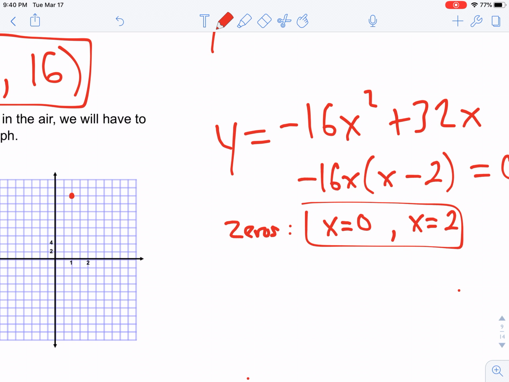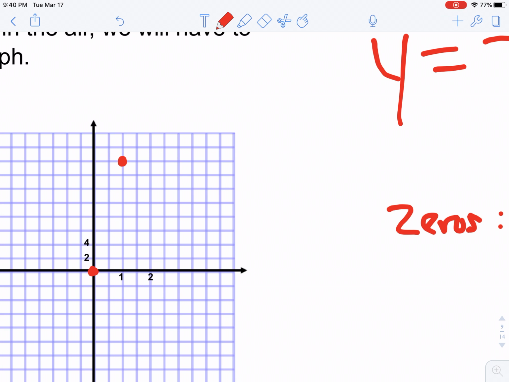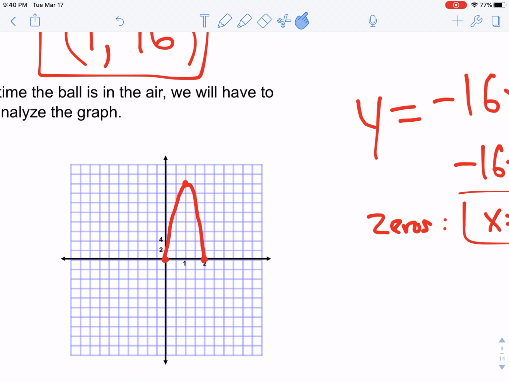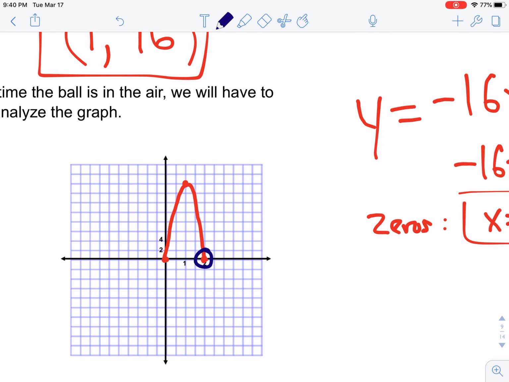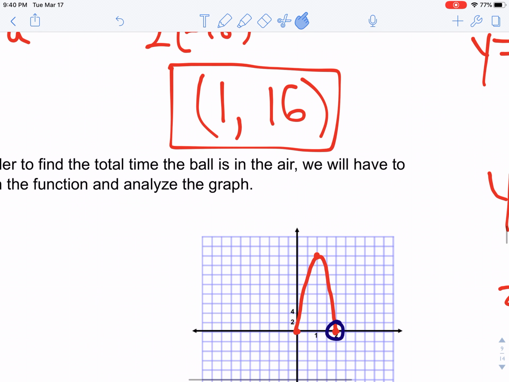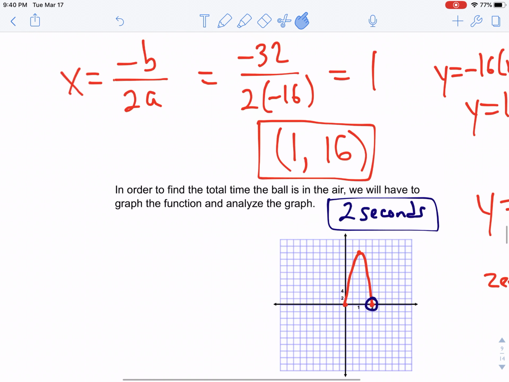So at 0, and at 2, our function is going to look like this. So we know that's the path of the basketball. The basketball is going to hit the ground at 2 seconds, right here. That's when it hits the ground, right there, 2 seconds. Okay, and that's it for this video.